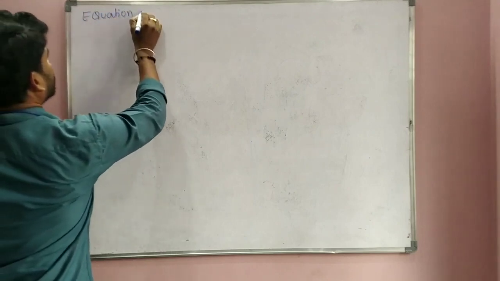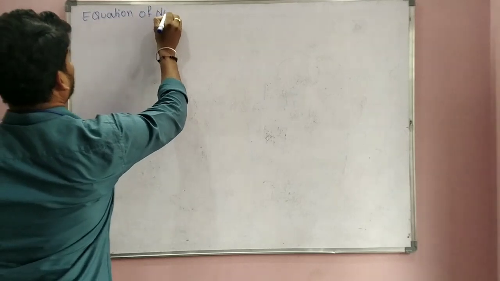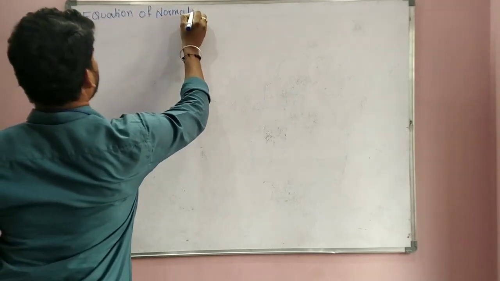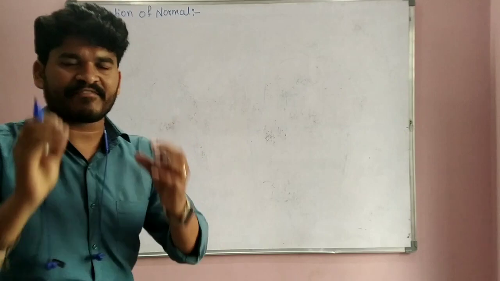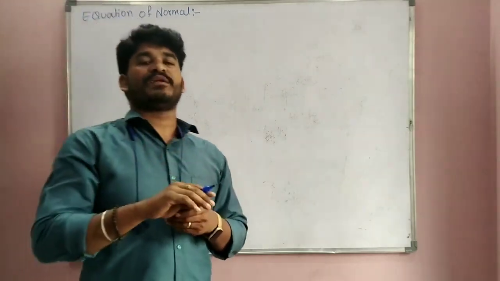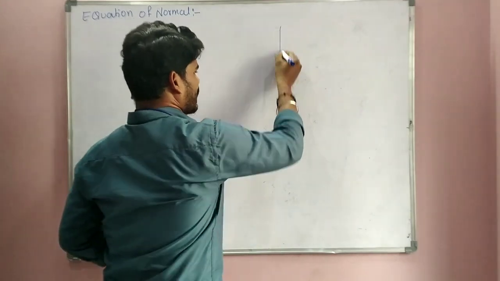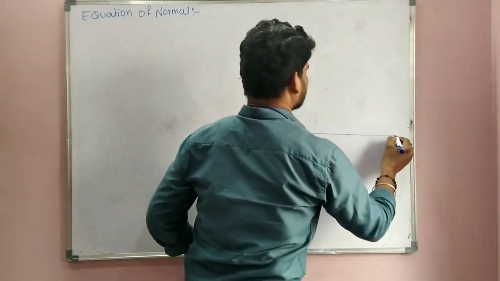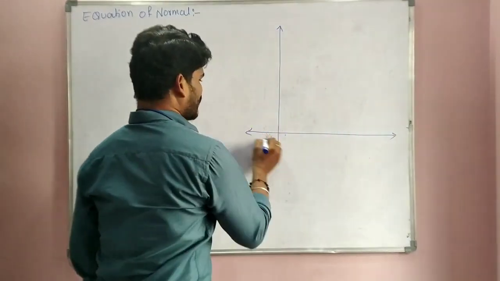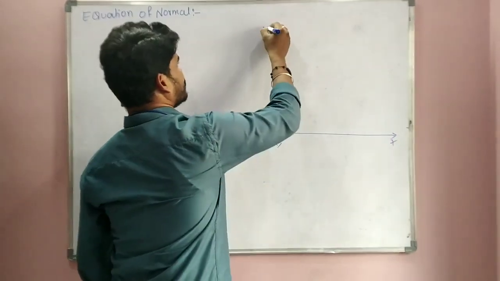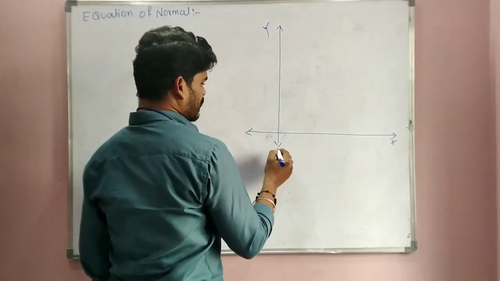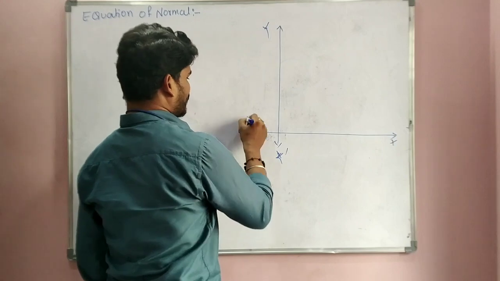Next topic is the equation of normal. What is the equation of normal? We said we will discuss it once. Yes, this is a diagram. This is the x, y axis, x axis. This is the y axis, x, y dash and x dash.